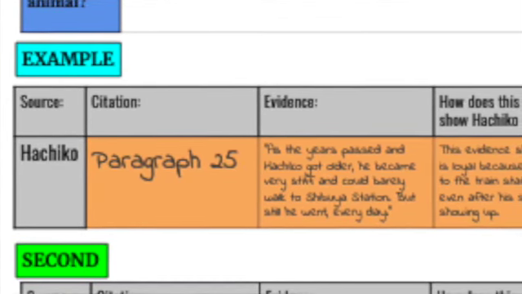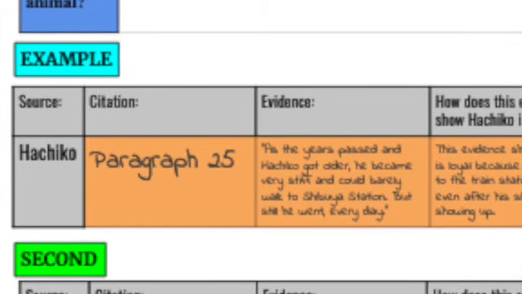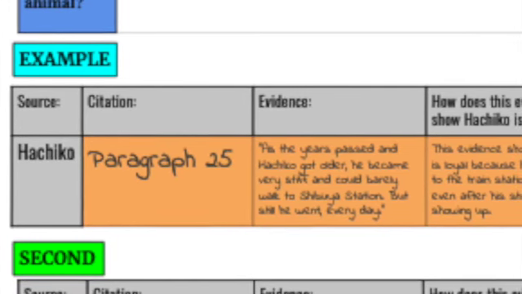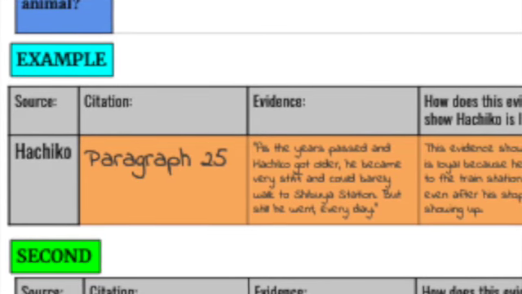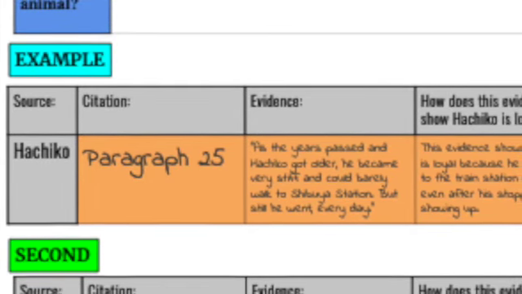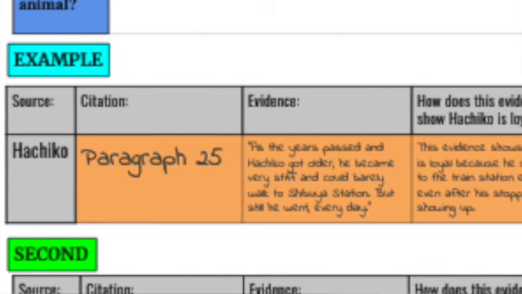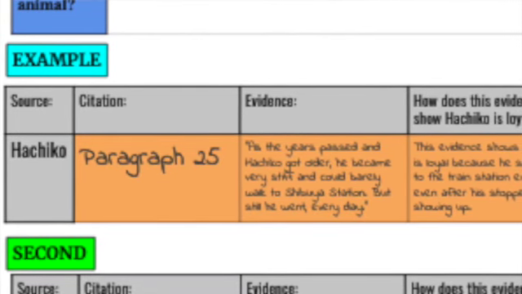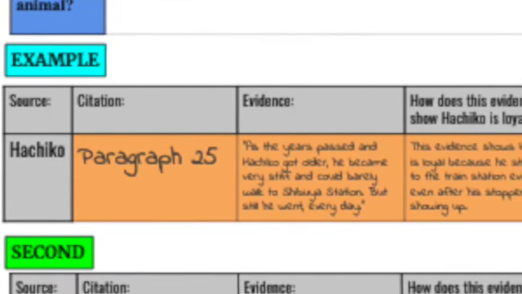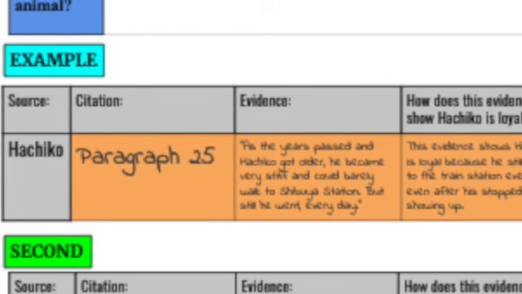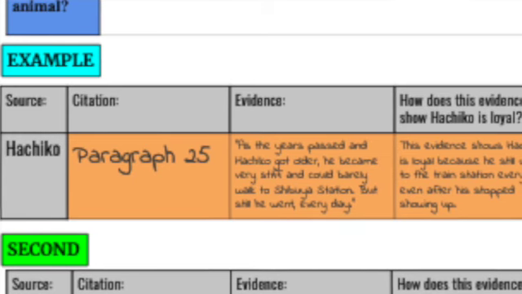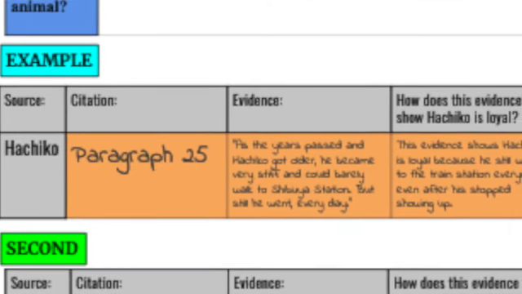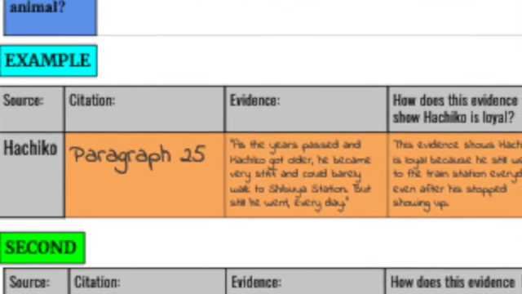When you get to your citation box, you put the paragraph that your evidence came from, okay? Moving on. Then where it says evidence, you give us a direct quote to support your answer, okay? So my direct quote says, as the years passed and Hachiko got older, he became very stiff and could barely walk to Shibuya Station, but still he went every day. So I have my direct quote.